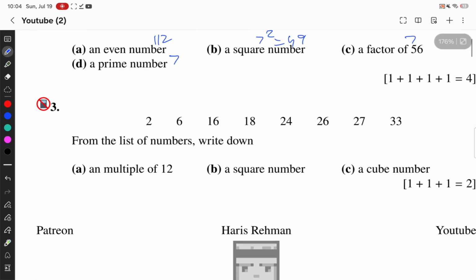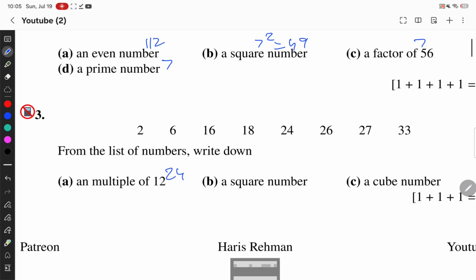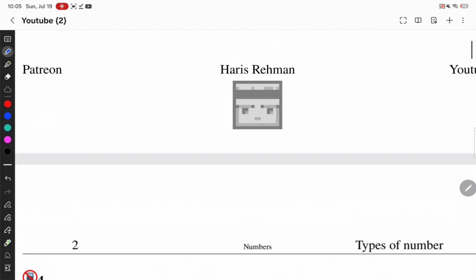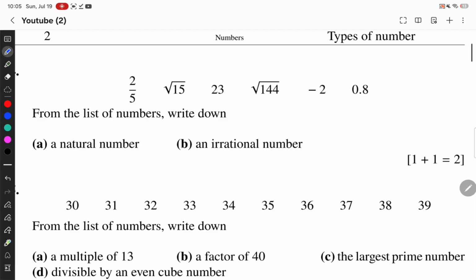Just write down a multiple of 12. So 12 is the candidate; 12 times 2 is equal to 24. A square number, we can choose 16 because that's the only one. A cube number, that is 27. None of these are cube numbers other than 27. It is 3 cubed. You can write the reasons on top of it as well.